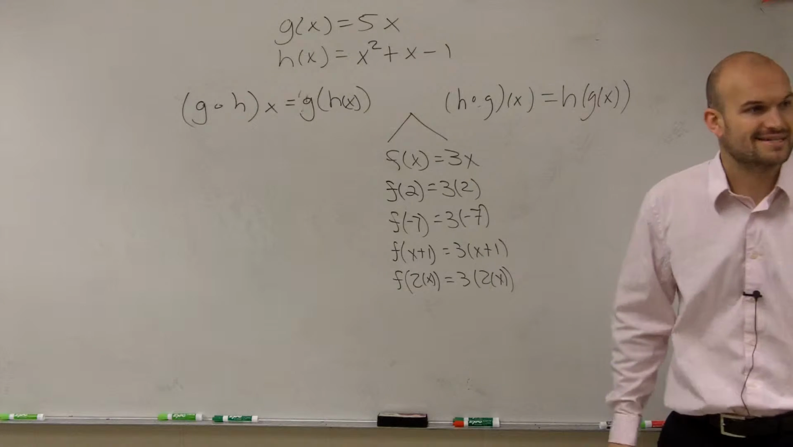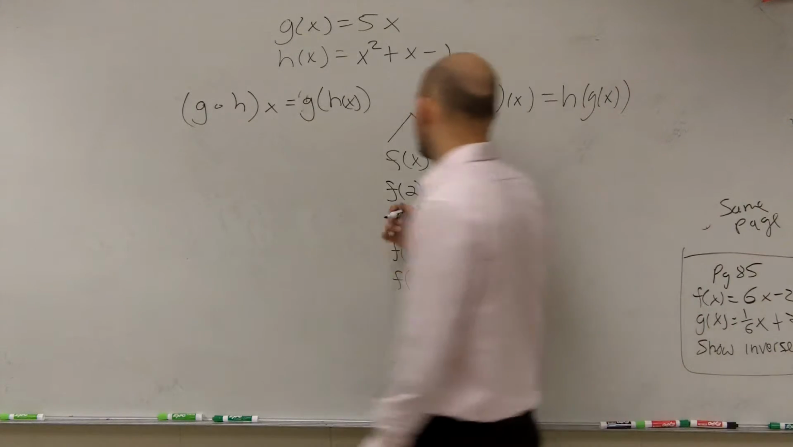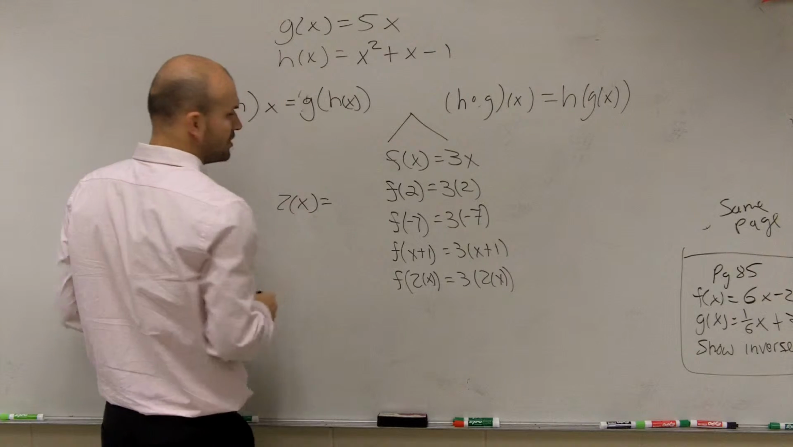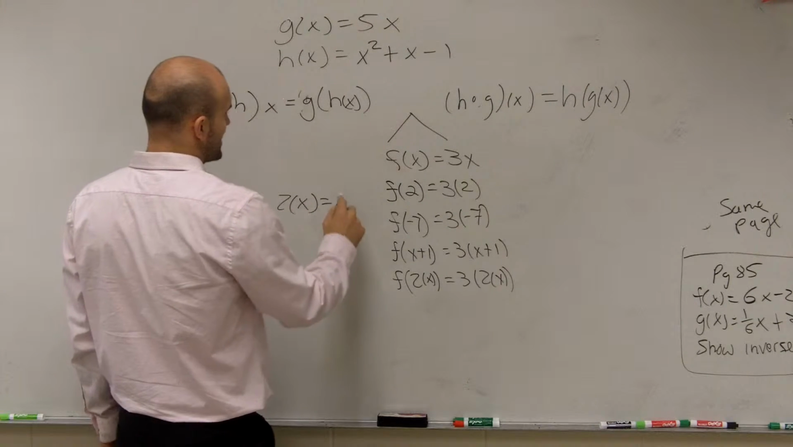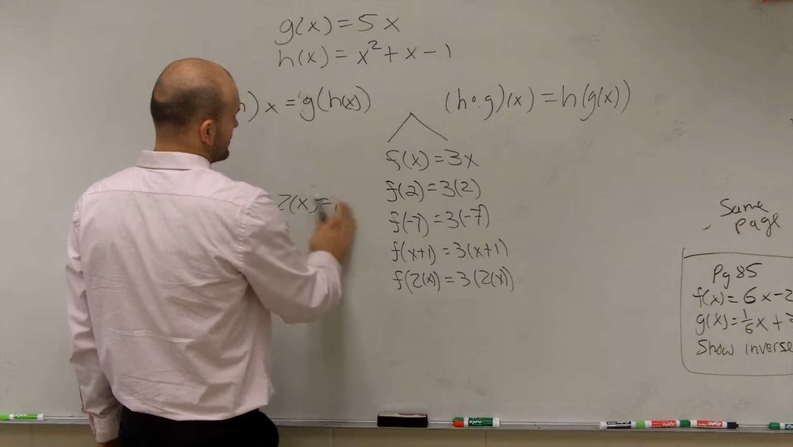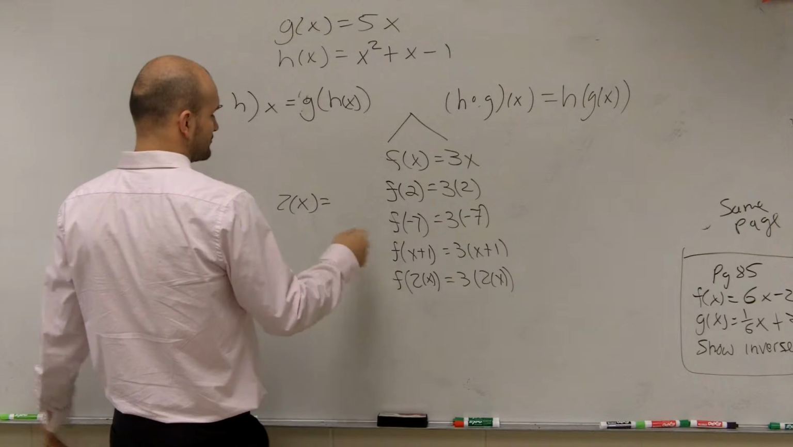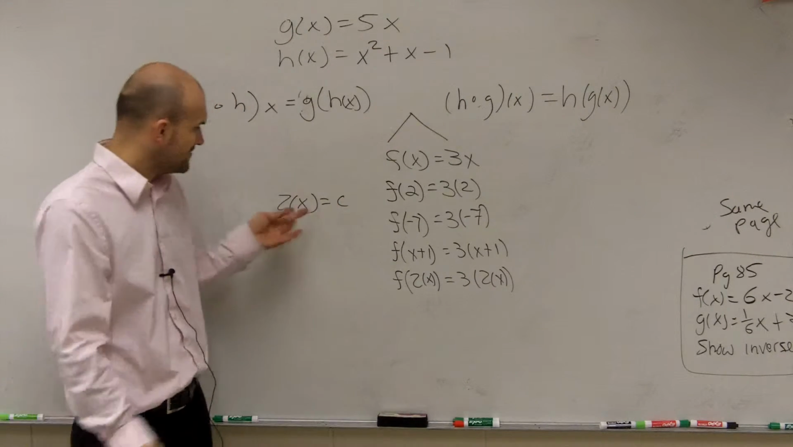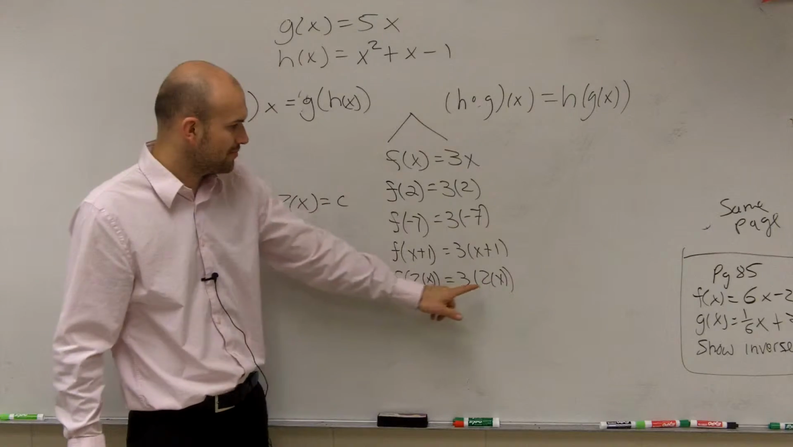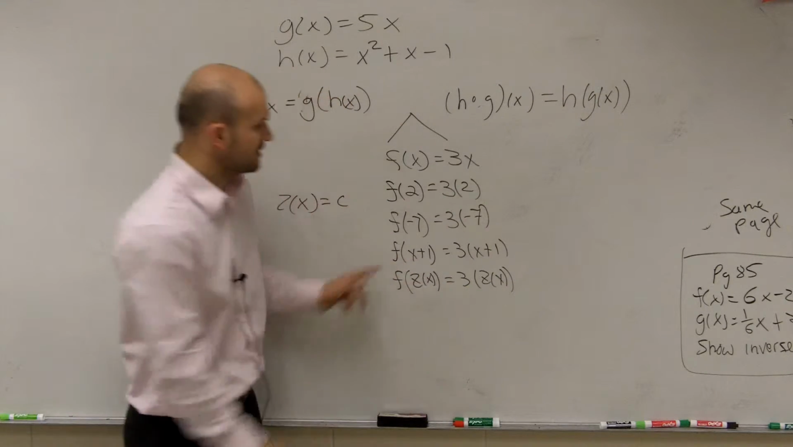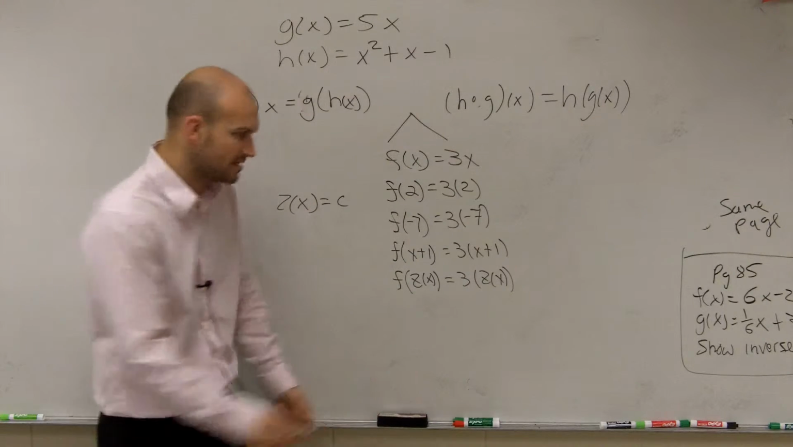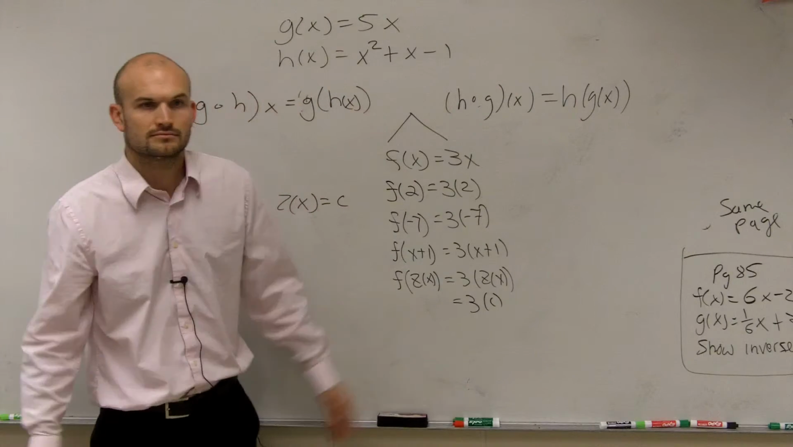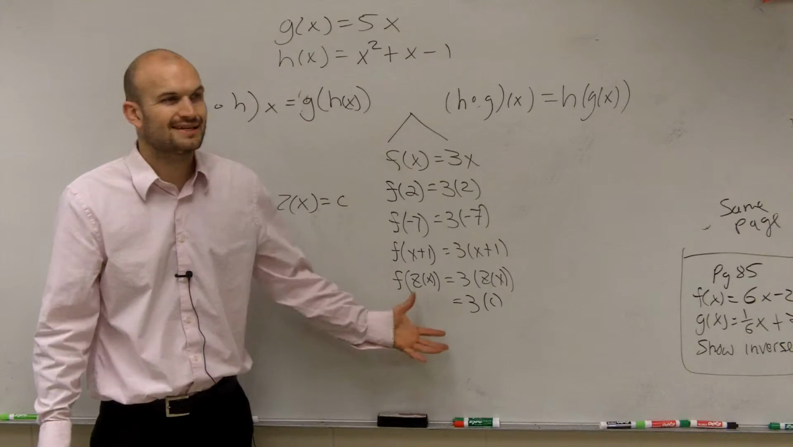Now, what if I said z of x equaled something? What if z of x equals x plus 1? I already did x plus 1. What about if that equals c? Let's make it easy. So what if z of x equals c? Well, then guess what? Can I put a c in for the z of x? Yeah. 3 times c. So what we're doing is kind of like a double substitution.